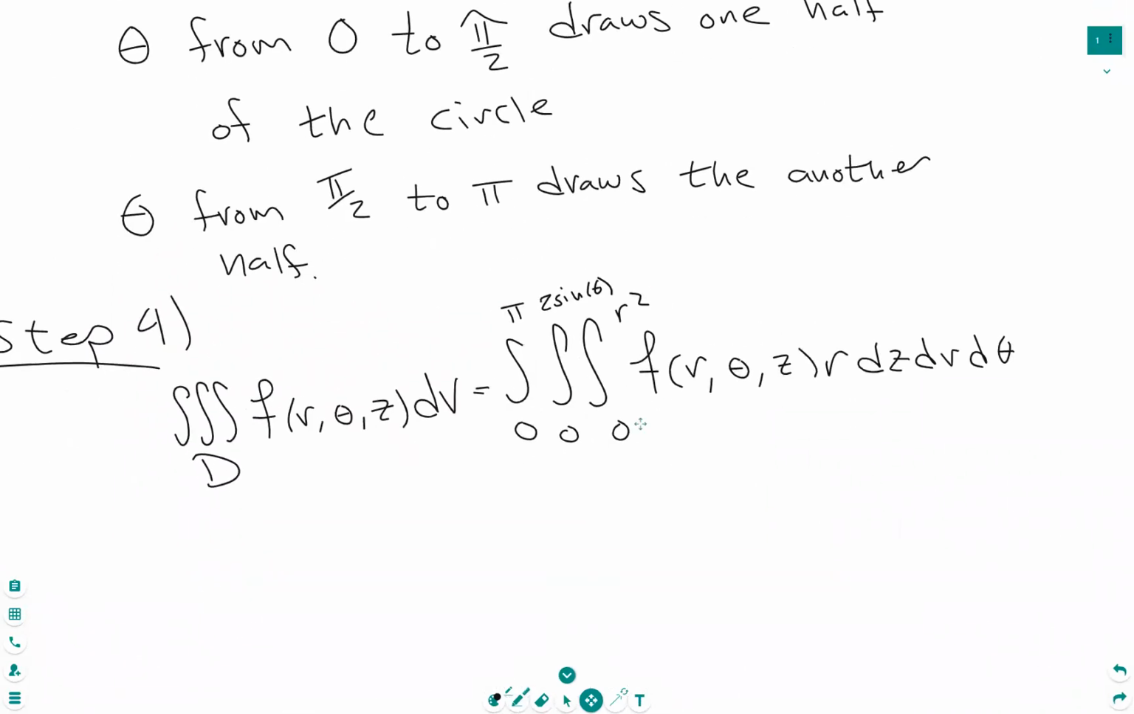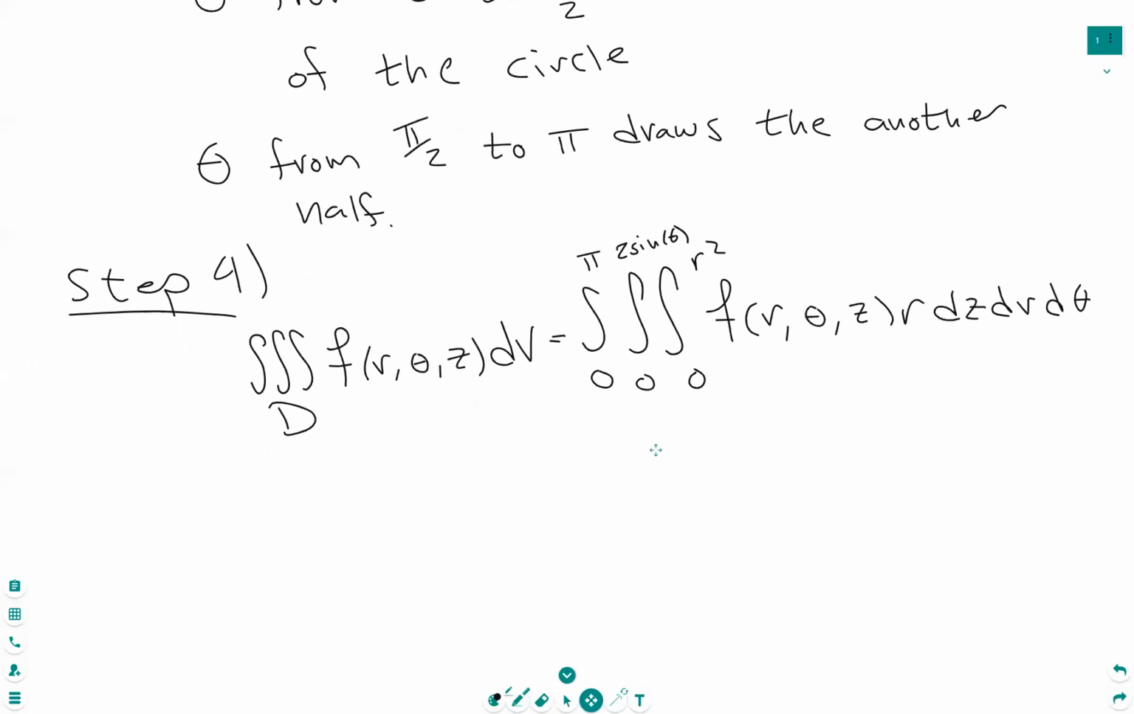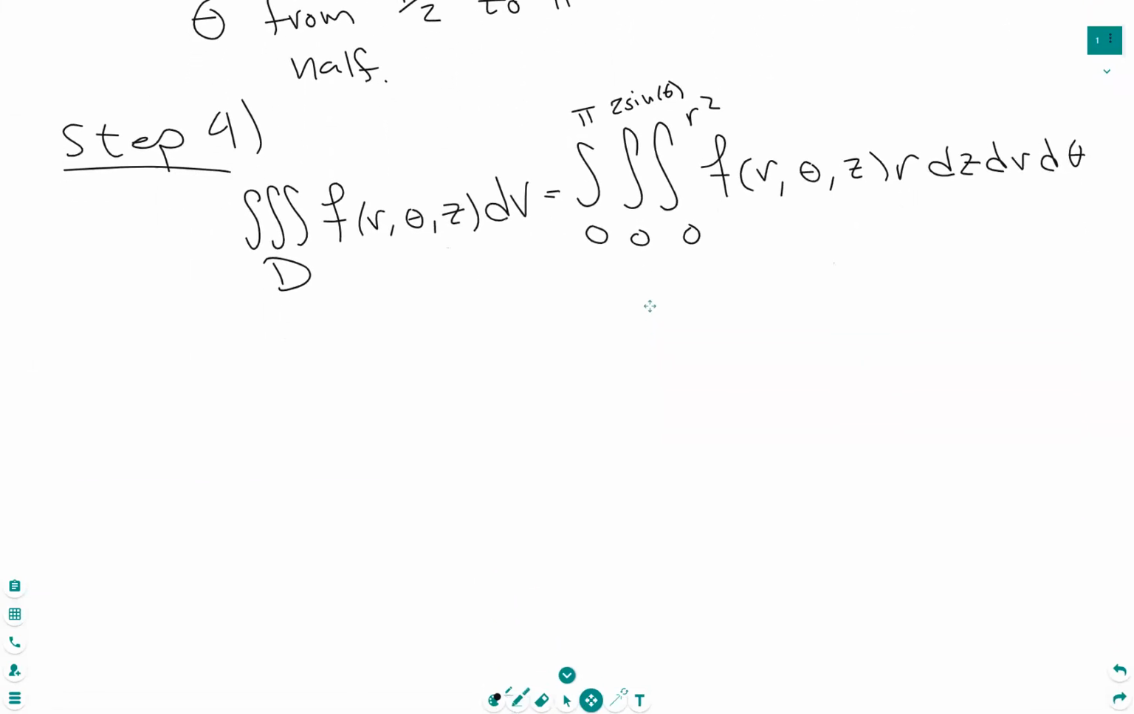But I think this is the easiest way to think about it in this case, dz, dr, d theta. But if you would like, try to rewrite this in a different order. Get some practice. Let's do another example.